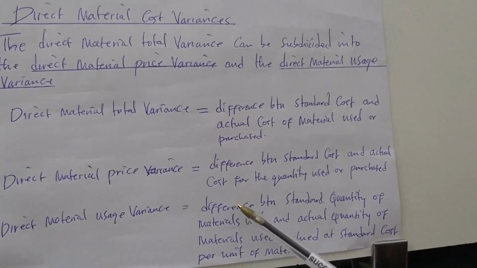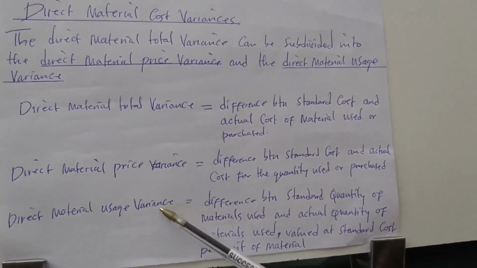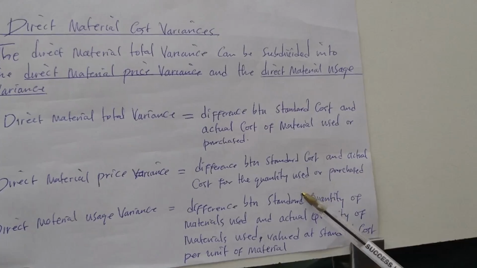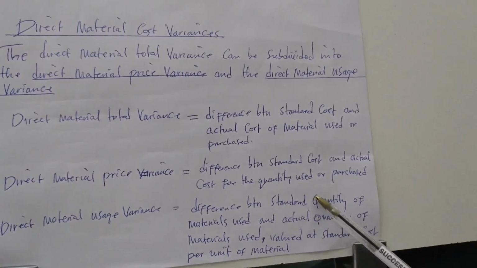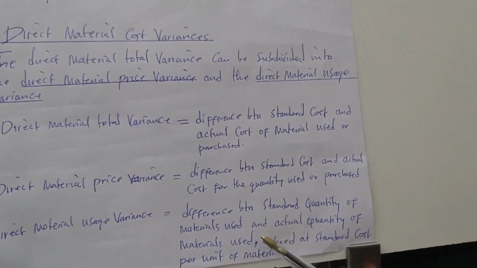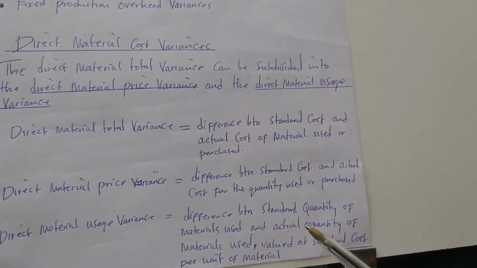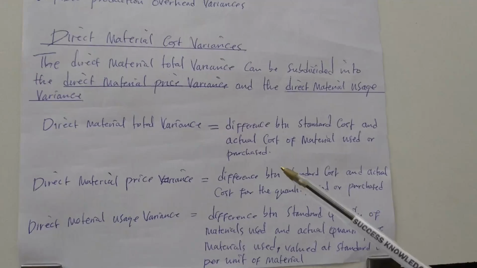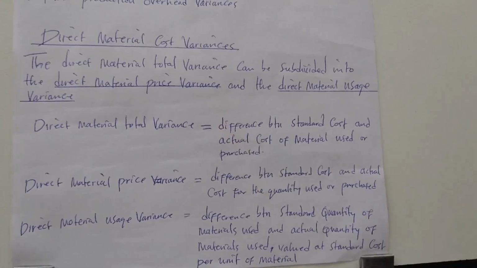Direct material usage variance will be equal to the difference between standard quantity. Direct material usage, there's nothing like amounts. This one is all about the quantities which have been used. So it's the difference between standard quantity of materials used and actual quantity of materials used, valued at standard cost per unit of material. Okay, I know I'm a bit quick maybe, but when it comes to calculations, you'll be able to tell what these notes actually mean.